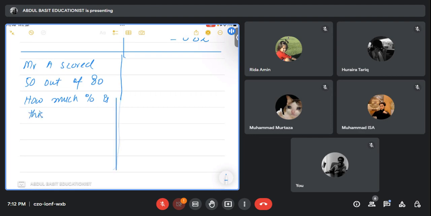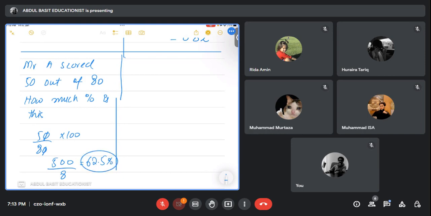So Mr. A scored 50 out of 80. So multiply by 100 कि आप इसको percentage बना लो. So 0 0 से cancel हो गया. So it is now 500 divided by 8. So 500 divided by 8 is what? It's 62.5. Again कर लेते हैं. 500 divided by 8 is 62.5% marks.